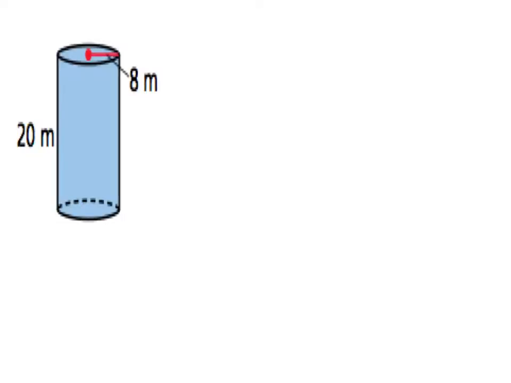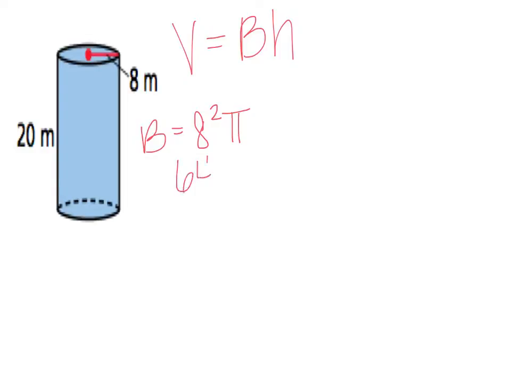Alright, we're going to try another one. We're going to try another cylinder, and I want to see if you can pause it throughout to see if you can figure out the next step. Remember, in the cylinder, our base is a circle. To find volume, we're going to do base times height again. First we need to find our base, which is just going to be the area of a circle. I know my radius is 8. I have to square that and multiply it by pi. 8 squared is 64 times 3.14.